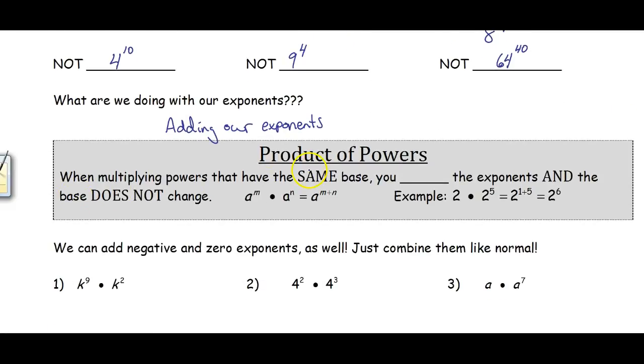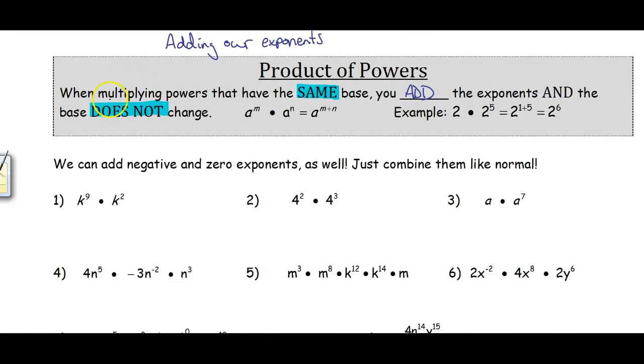Okay, so when multiplying powers that have the same base, so important here, same base, we are going to add the exponents and the base does not change. So the base stays exactly the same. Okay, so let's go ahead and give a couple a try here. If you notice here, we have the same base, so the base is going to stay the same. So then we're going to do 9 plus 2 equals 11. So our answer is k to the power of 11.